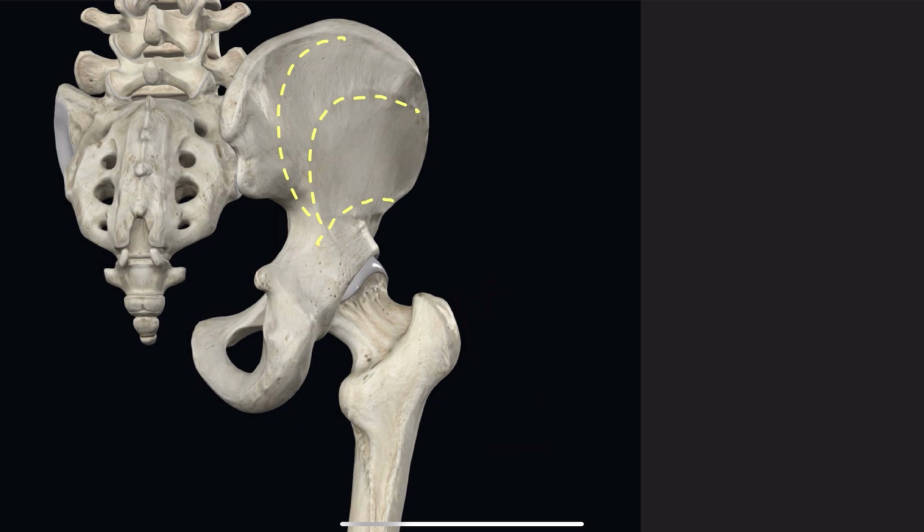So in between the posterior gluteal line and the anterior gluteal line, there lies a muscle known as the gluteus medius, and the gluteus medius is covered by a fascia over here.